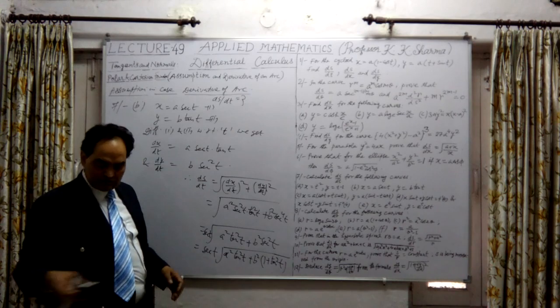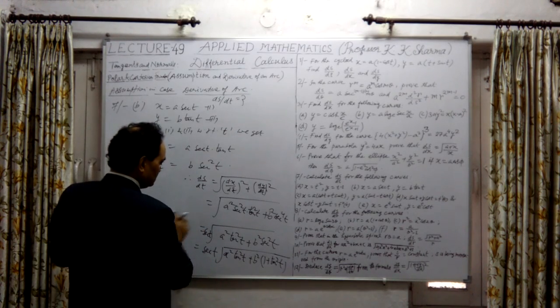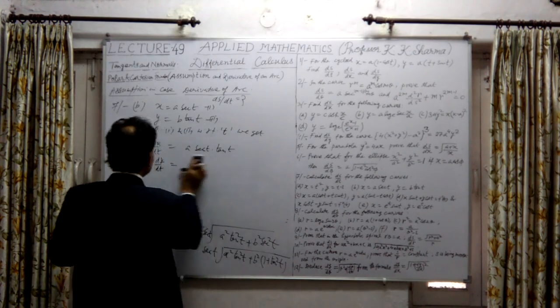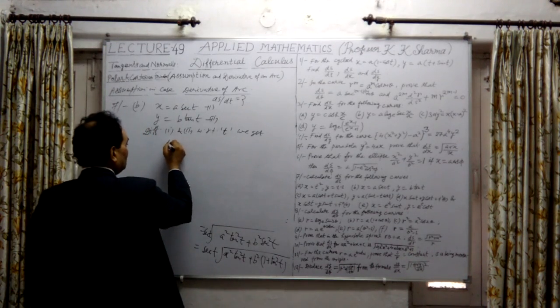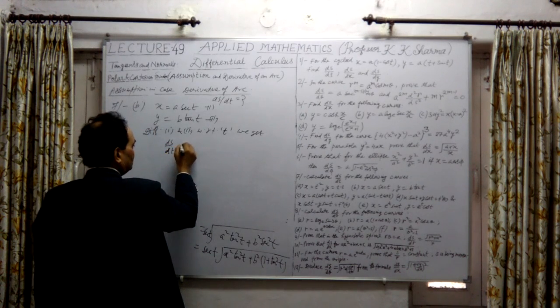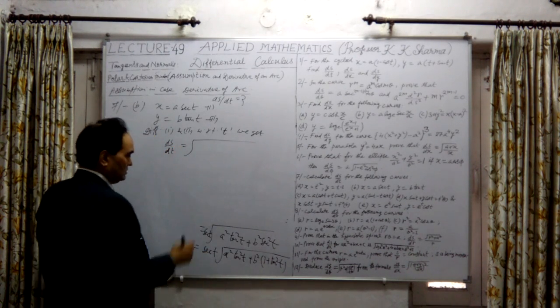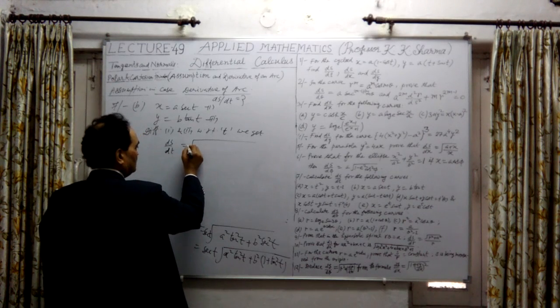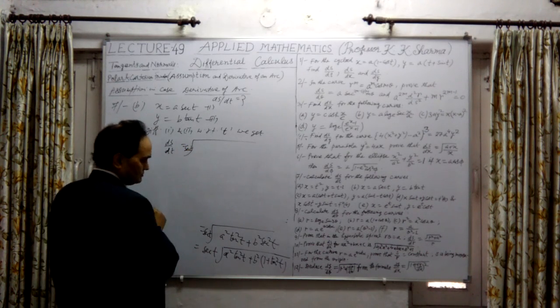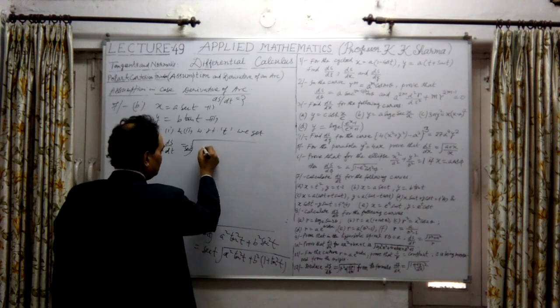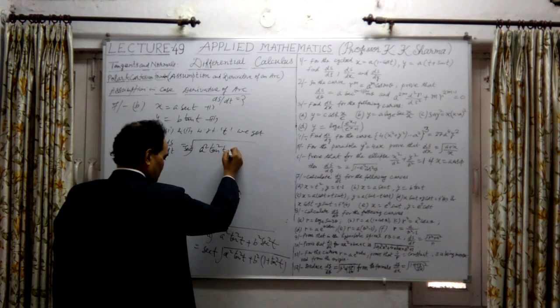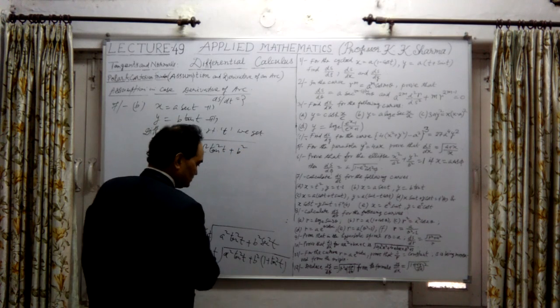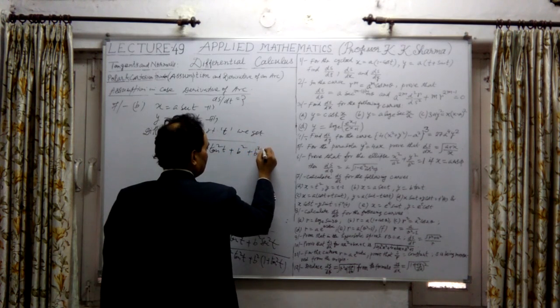After substitution of this value, we have obtained ds upon dt. Let me write it here. Therefore, ds upon dt we are calculating is equal to secant t out of the square root. Under the square root we have a square into tan square t plus b square into tan square t.